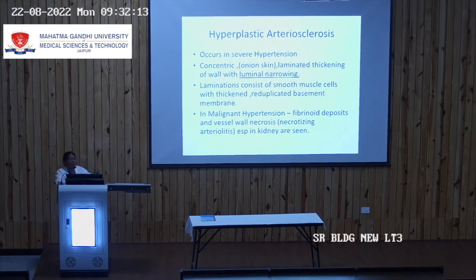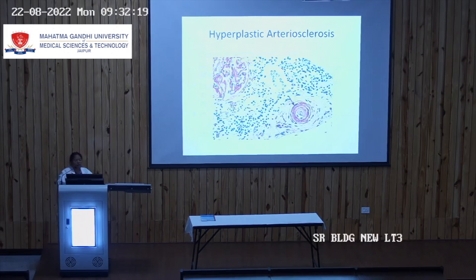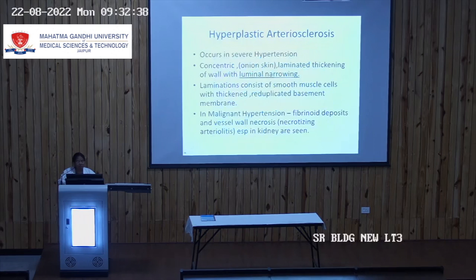Now the second type is the hyperplastic one. In this, here you can see there occurs concentric smooth muscle replication and the internal elastic membrane reduplication occurs. So there is concentric layering of the smooth muscles and the internal elastic membrane. This is known as the onion skin layering. And in the malignant hypertension, in addition to this layering, there can be fibrinoid deposits and vessel wall necrosis also. This is known as necrotizing arteriolitis, which happens in malignant hypertension.